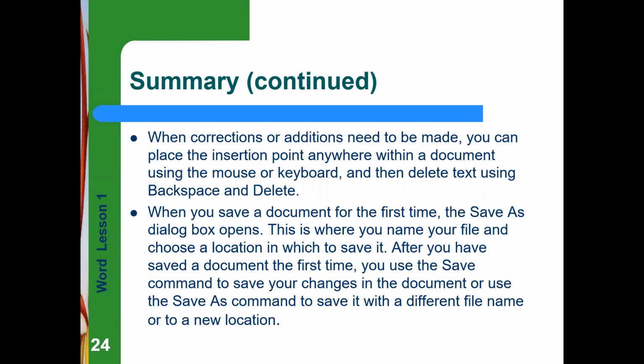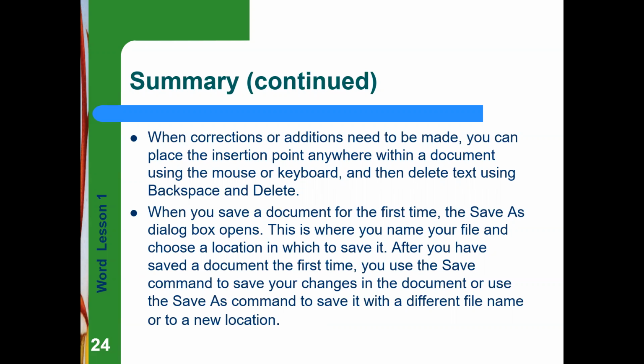So when you save a document for the first time, the Save As dialog box opens. This is where you name your file and choose a location where to save it. After you have saved a document for the first time, you use the Save command to save your changes in the document, or use the Save As command to save it to a different file name. So we also saw how to save a document today, right? We also saw the difference between a save and a save as file.